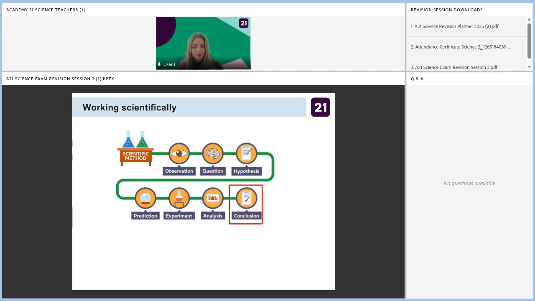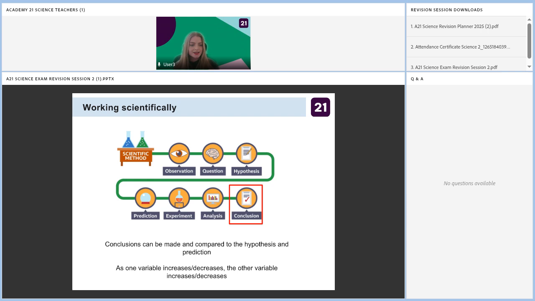Okay, and then the final step we have here is the conclusion. From your analysis, you can have a look at the results and see whether they agree with your prediction and your hypothesis. And they can show us as one variable increases, what happens to the other variable. Does it also increase or does it decrease or something else? Okay, so that's the main skills associated with practicals.